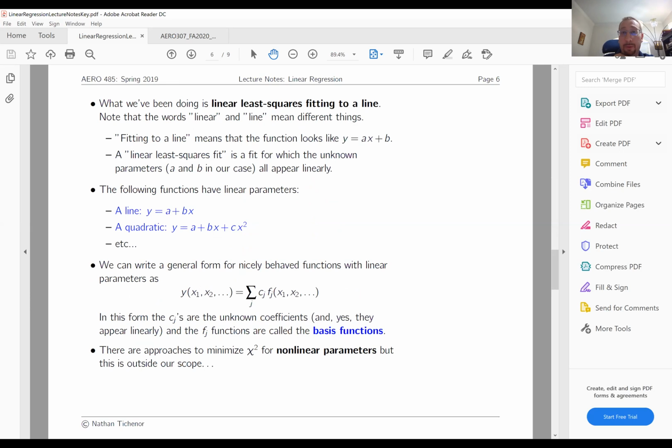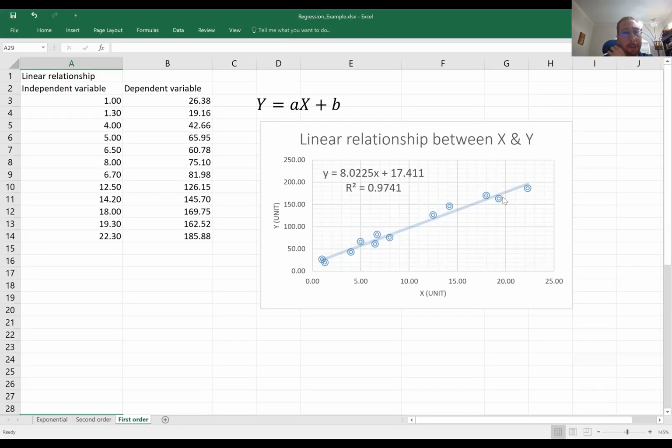Okay? So now, the good news is that we don't need to do all those calculations. Actually, Excel does it for us. So let me share another screen for you. Do you see my Excel sheet that shows a linear relationship between X and Y? Yes? Good, excellent.